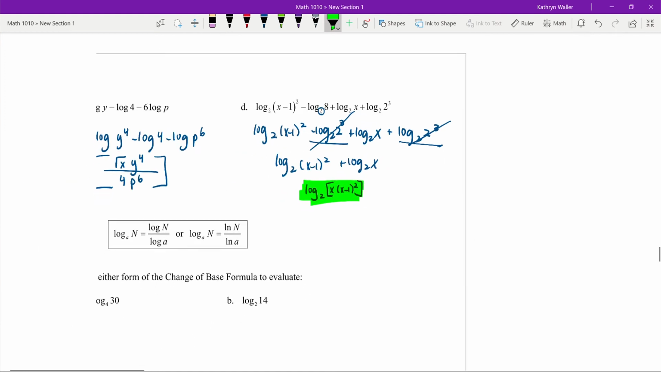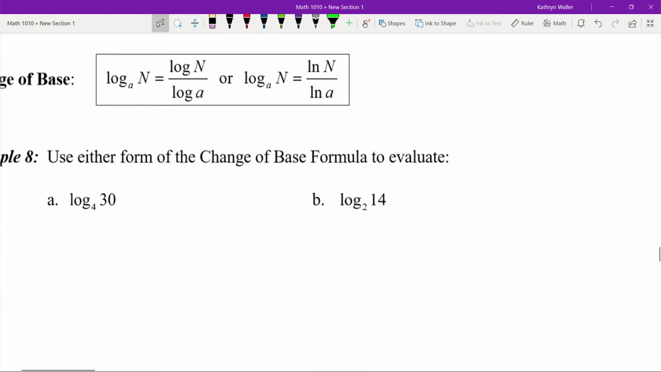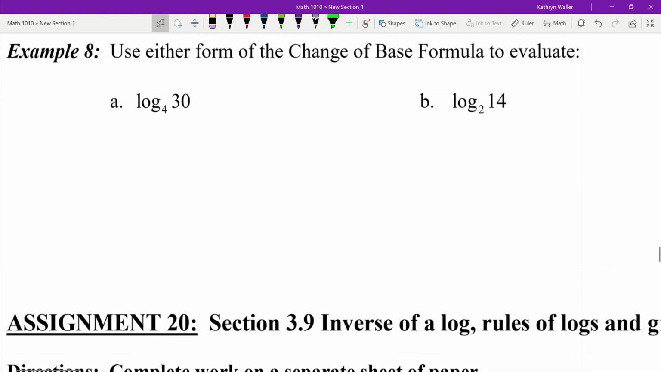You're going to do logs in 1050.2 guys, check this out. We're almost done. We've done this. I'm just going to go right to example 8. I talked to you guys about this. If you don't have log base 4, how do you do it on your calculator? Everybody go log 30 divided by log 4.